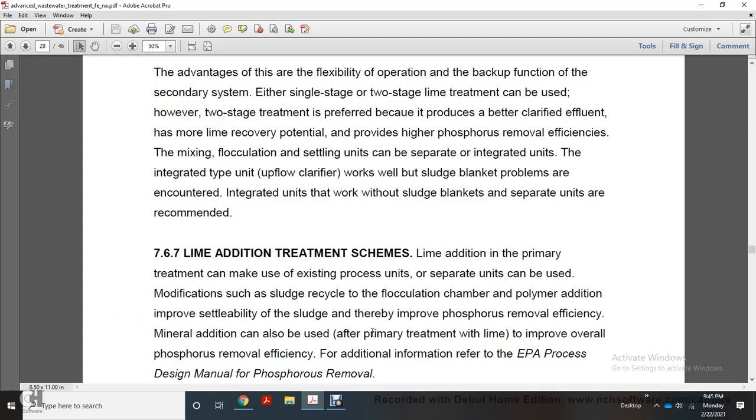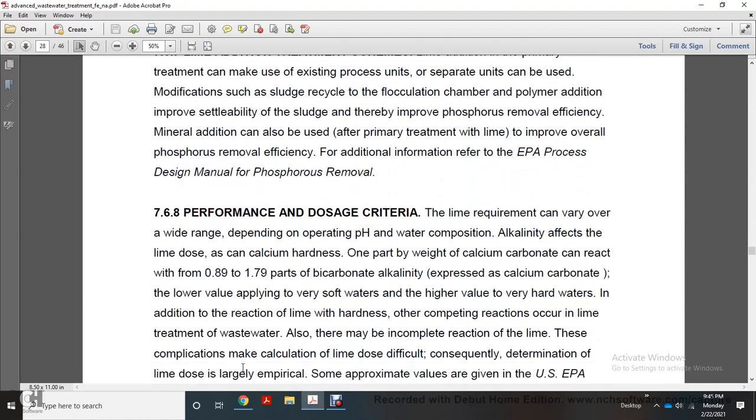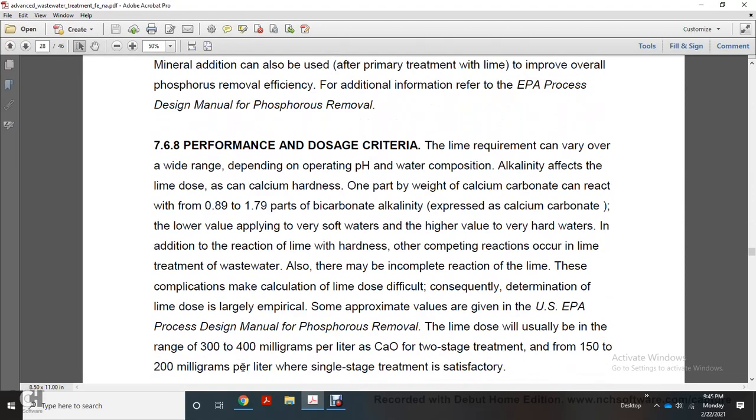Mineral addition can also be used after primary treatment with lime to improve overall phosphorus removal efficiency. For additional information, see the EPA Process Design Manual, Phosphorus Removal, for performance and dosage criteria.